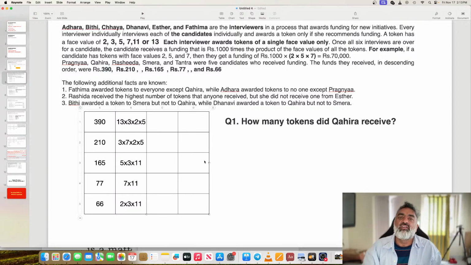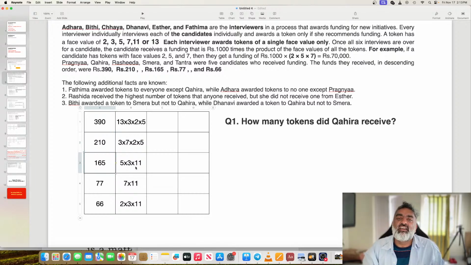Ideally, you should be doing it by yourself to develop your own muscles. Otherwise, I'll be very, very strong and you'll be wherever you are, right? So 390 is 13 into 3 into 2 into 5. Hit pause right now maybe and work it out for yourself. 210 was 21 into 10, so 3 into 7 into 2 into 5.